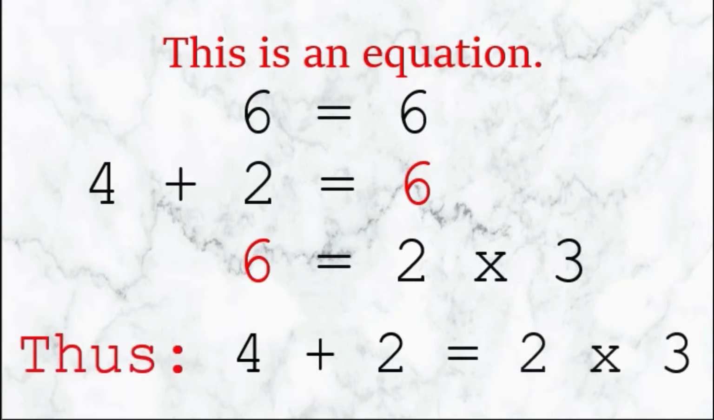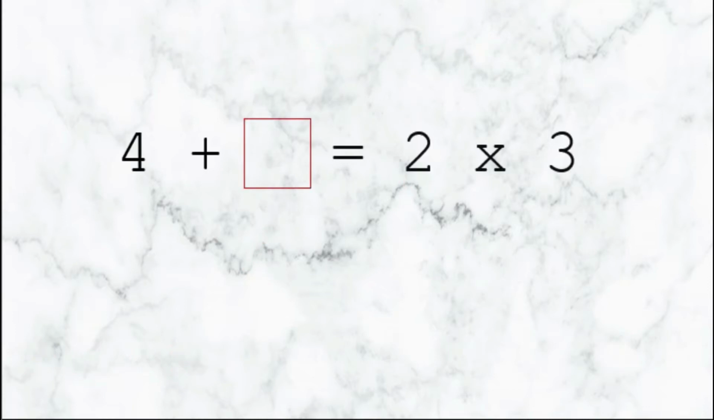4 plus 2 is equal to 2 times 3 is an equation. 4 plus 2 is equal to 2 times 3. They are the same in value. So that makes an equation. Nasusundan nyo ba? Easy to follow so far, right?